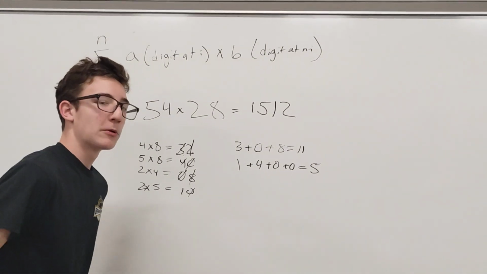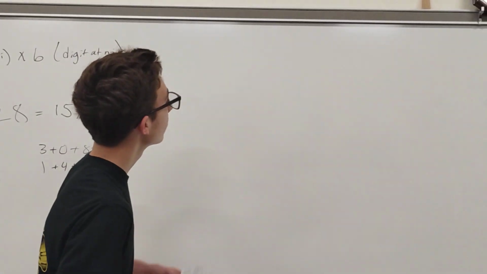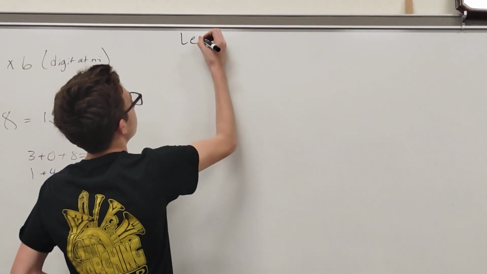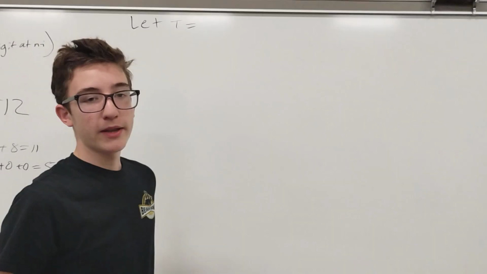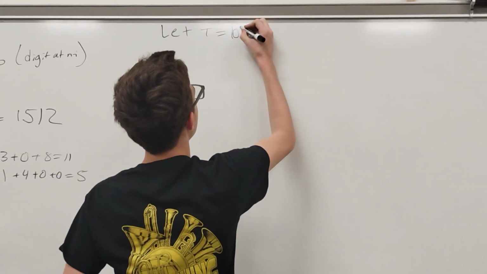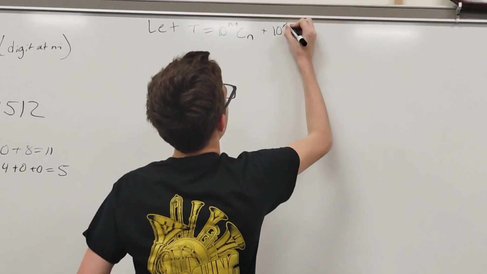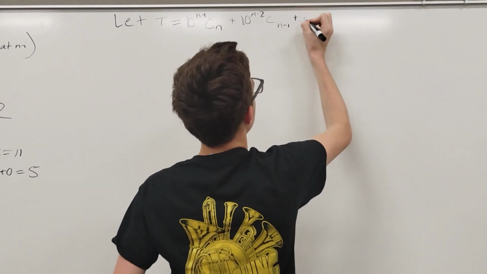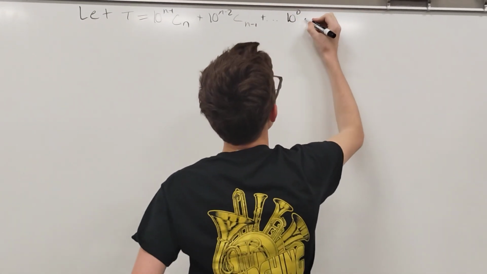Now that we've done his general multiplication, let's get more specific. Let's look at his 12s. So, first, let T equal, and T will be any number in base 10. T will equal 10 to the power of n minus 1, c_n, plus 10 to the power of n minus 2, c_(n-1). And it'll go on until we eventually get to 10 to the power of 0, c_1.